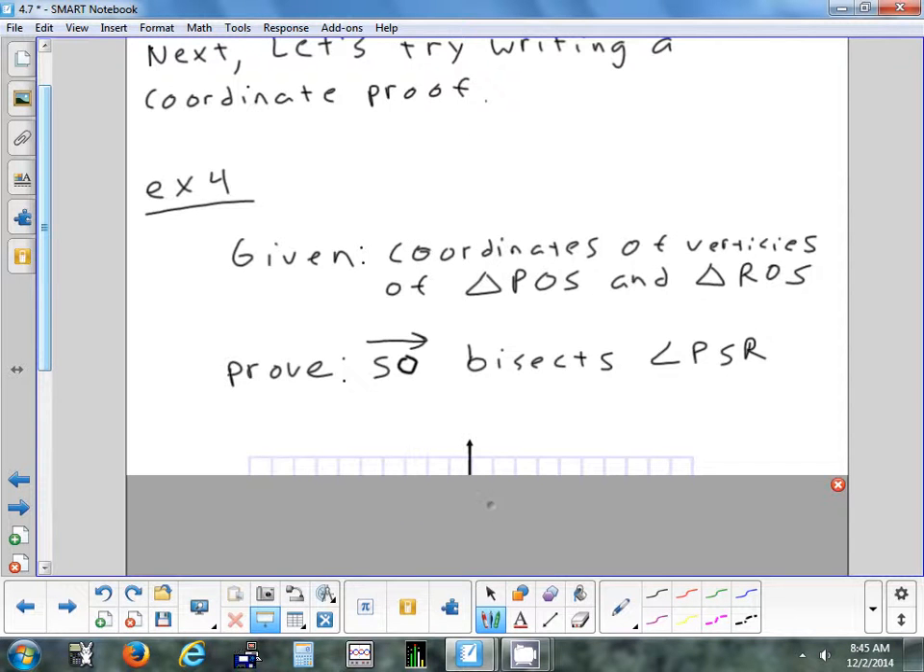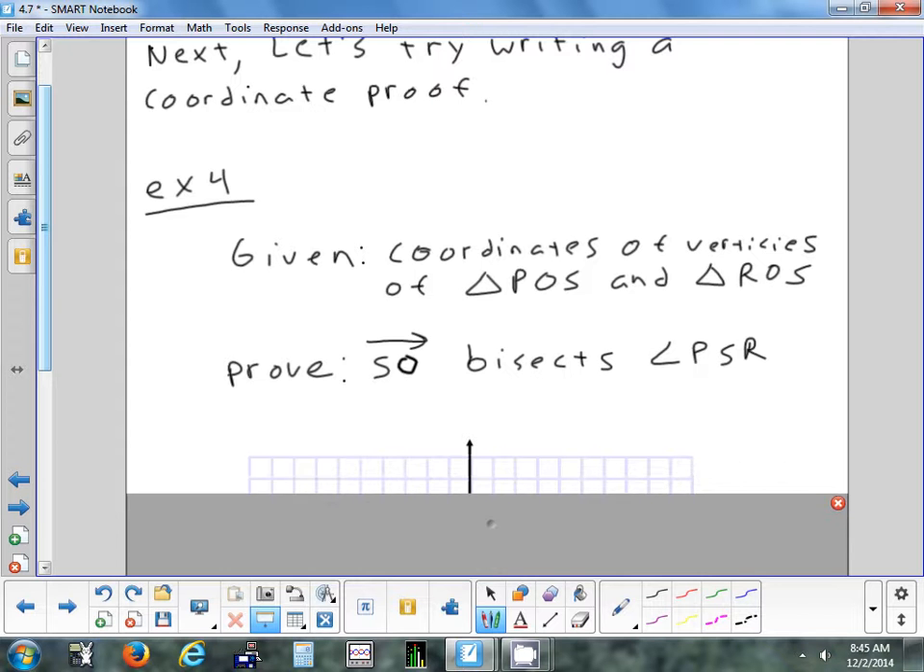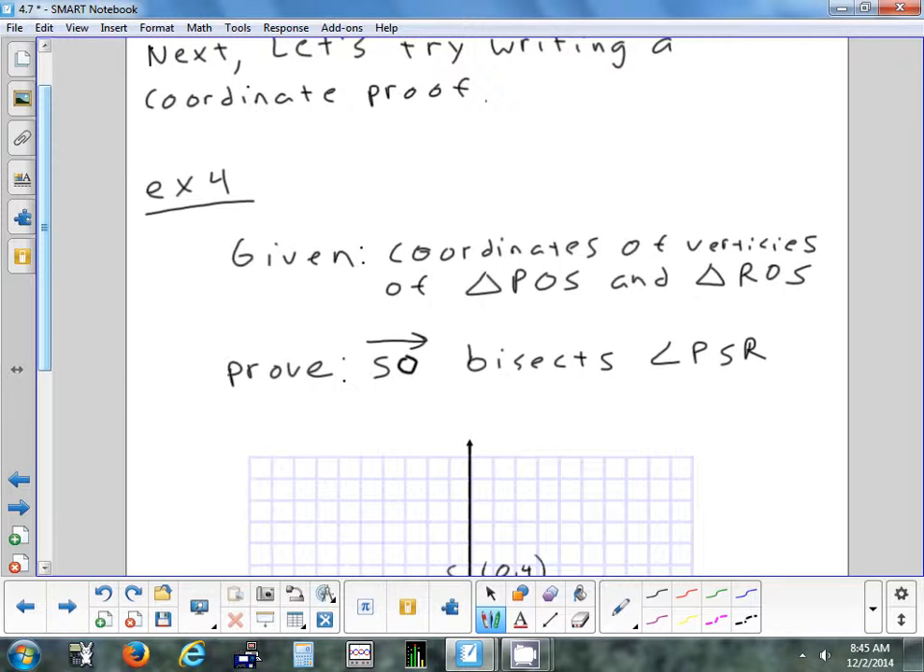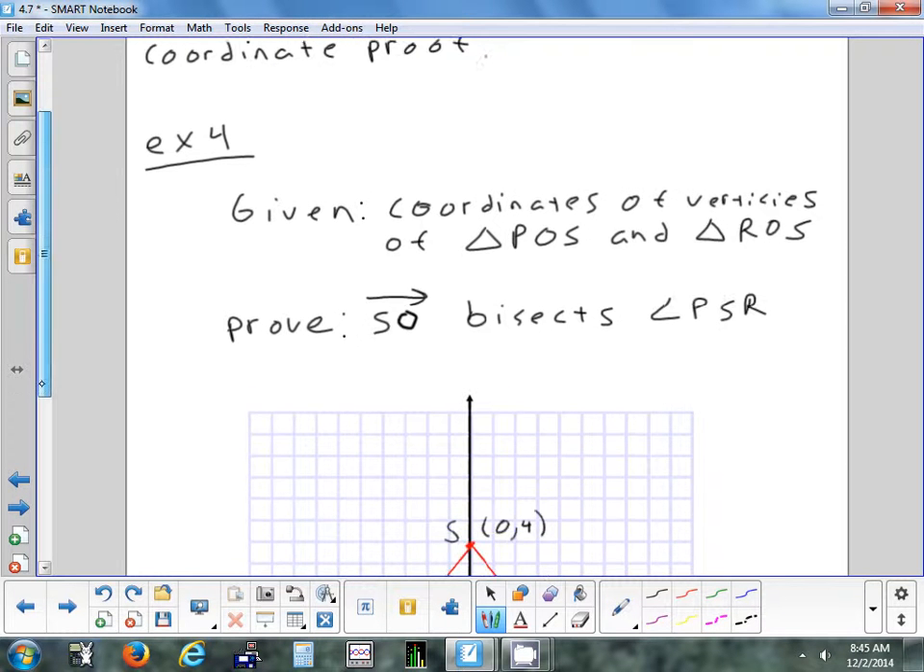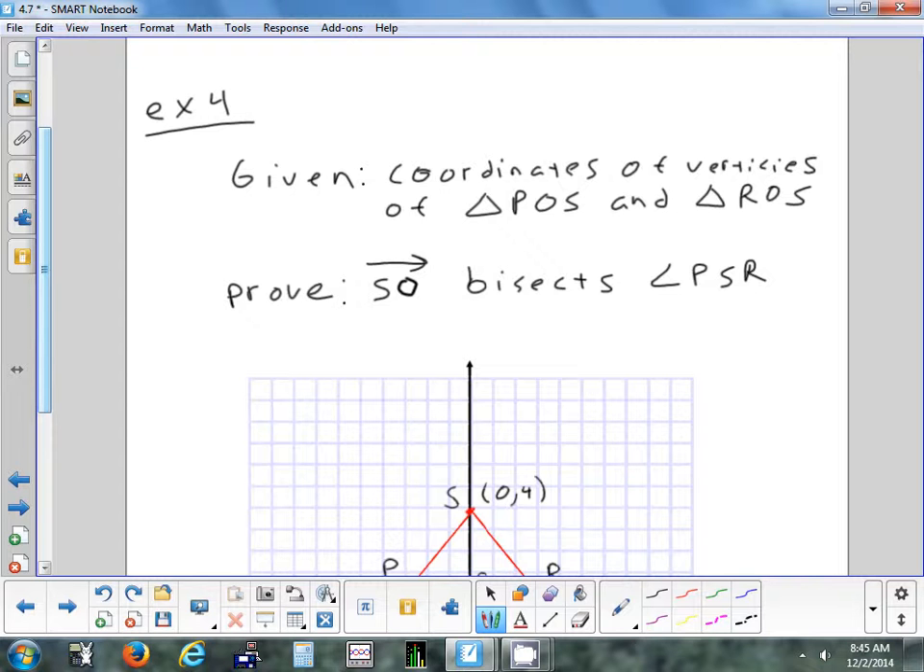All right, let's look at this one. In this one, they're going to give us the coordinates of two triangles. That's the given. The given is going to be the picture. And we want to prove that SO bisects angle PSR.